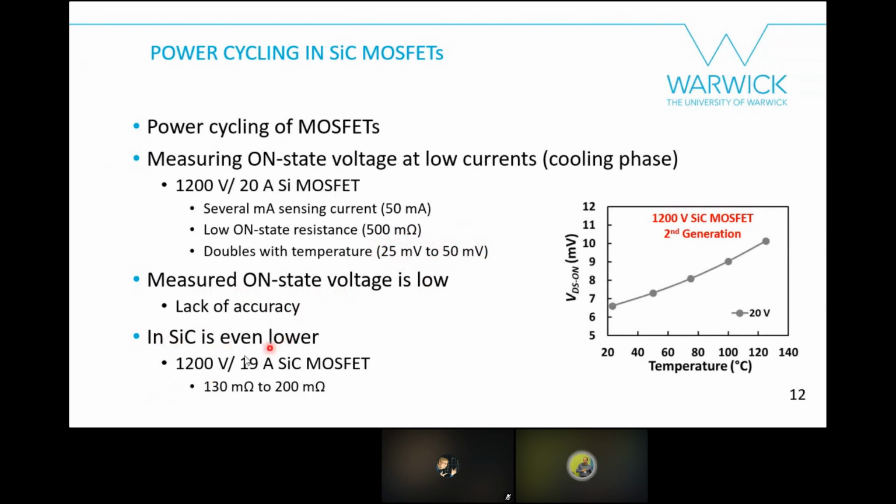In silicon carbide, this range is even lower. So in a 1200 volts 19 amp silicon carbide MOSFET, the on-state resistance increases from 130 milliohms to 200 milliohms. And as you can see here, your whole range is just around 4 or 5 millivolts. So if you want to have a good temperature measurement on the on-state resistance using a low sensing current, this is not good. You are not going to be able to monitor your temperature properly using this parameter, the on-state voltage at low currents. So that's not good from the point of view of power cycling.